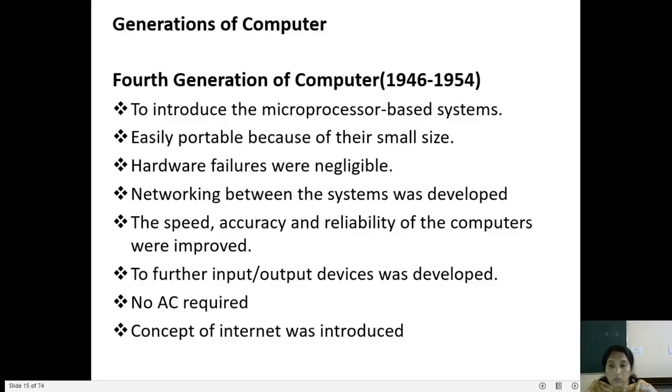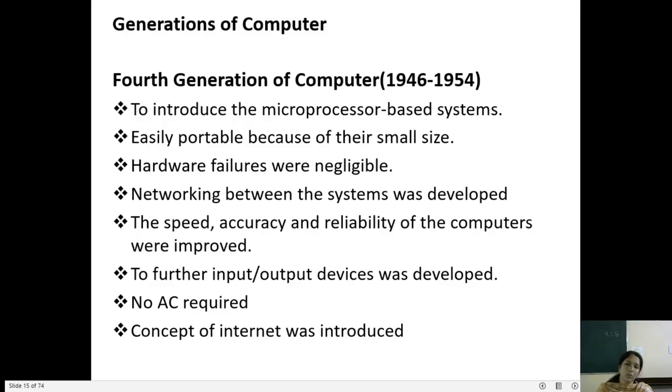And next, when we come to the fourth generation of the computer, whatever the drawbacks in the first, second and third generations have been completely overcome, and they introduced the microprocessor based system. Instead of ICs, they replaced them with a microprocessor, which is easily portable, and because of the smaller size, it can easily be carried anywhere. Now, the computers we are using are similar to that size, and even hardware failures we can afford.